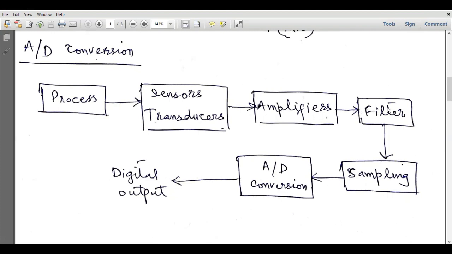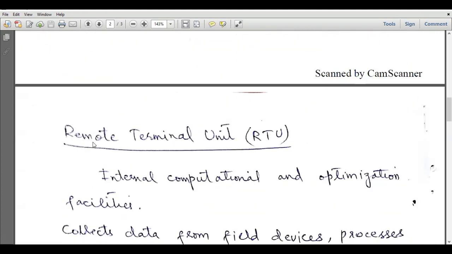So we have a filter over here which will filter out the noise, and only the useful information will be available. Then that useful information is sampled and the A to D conversion process is applied so that we get the digital output. So this is the whole process of analog to digital conversion.